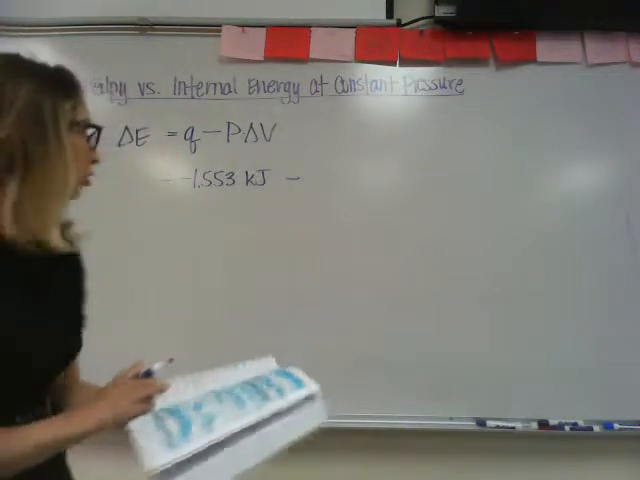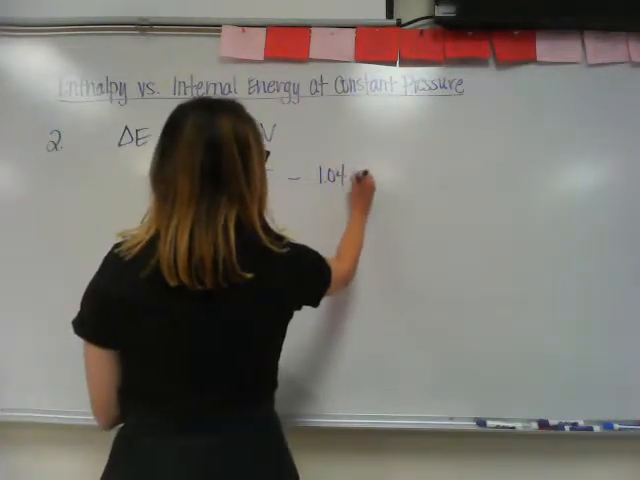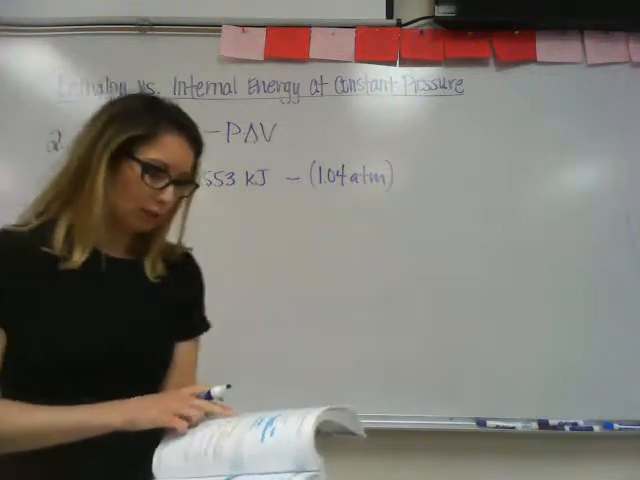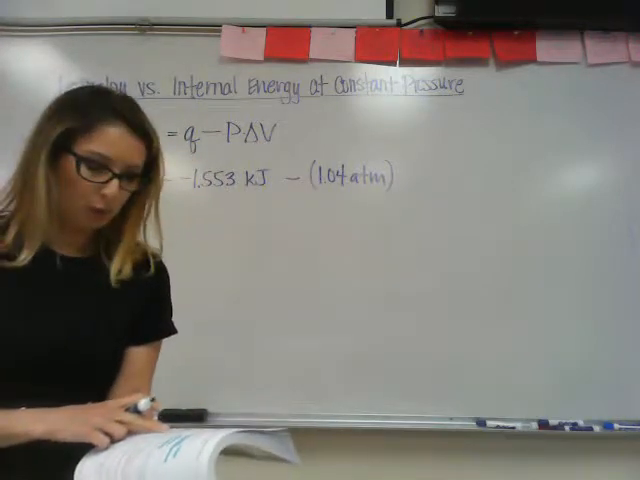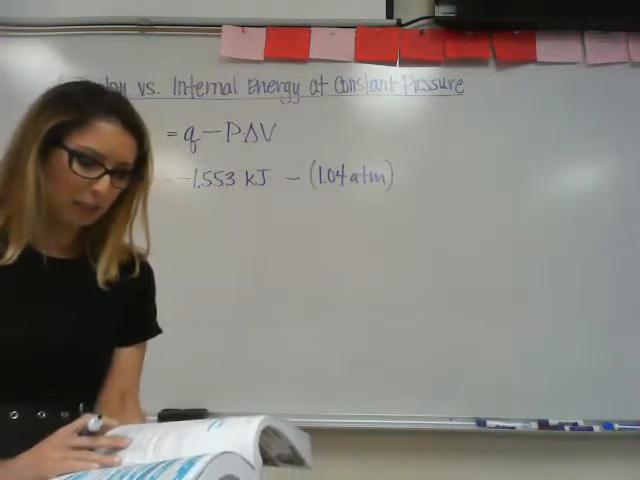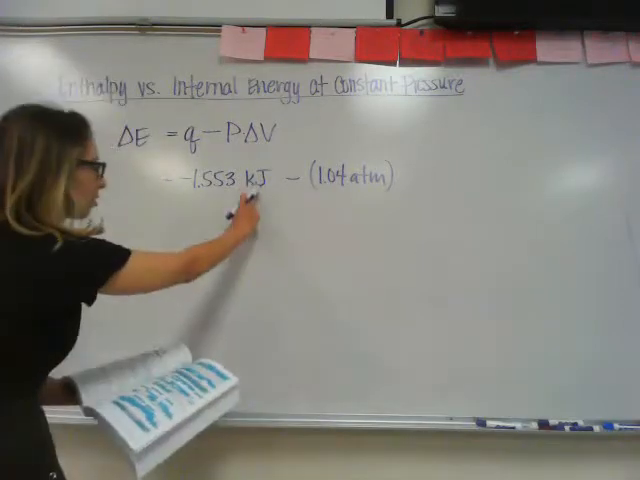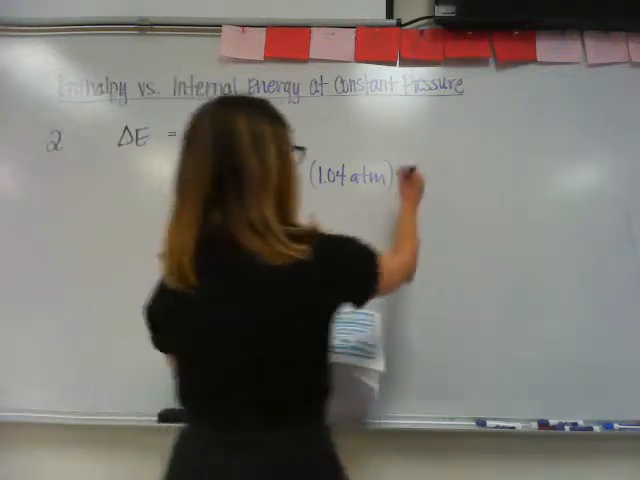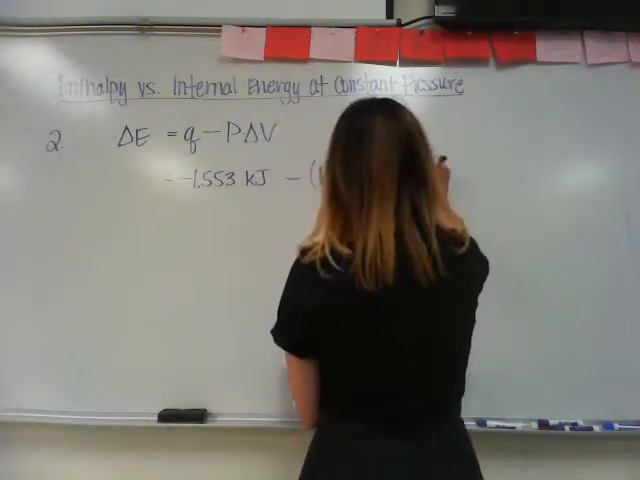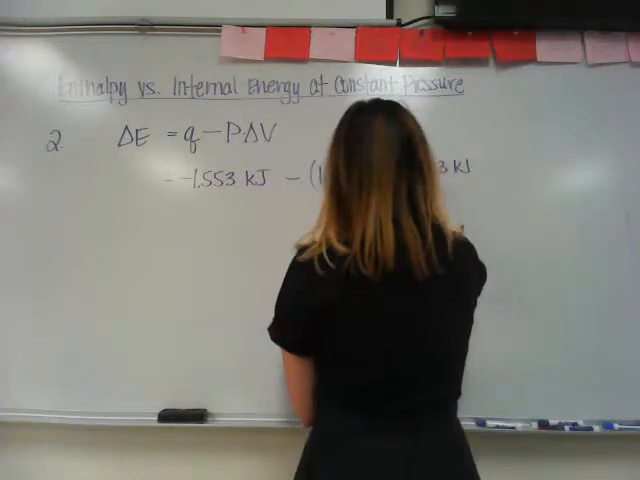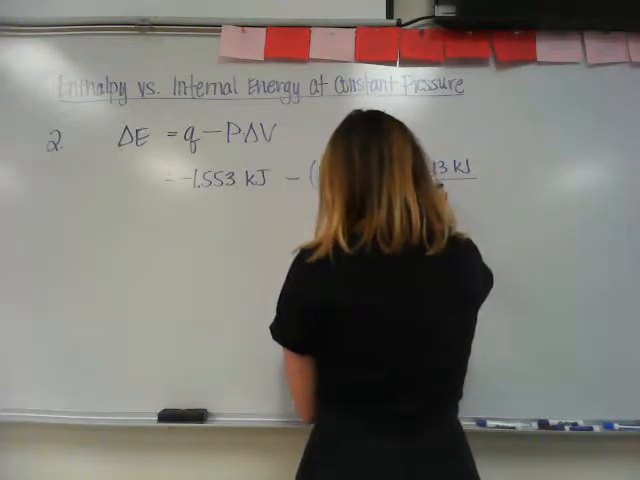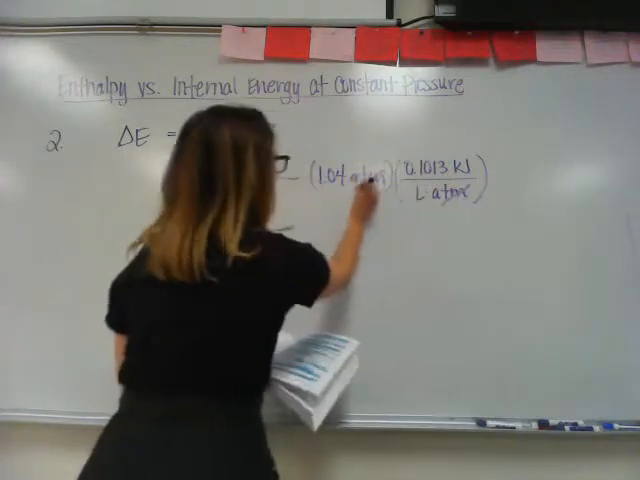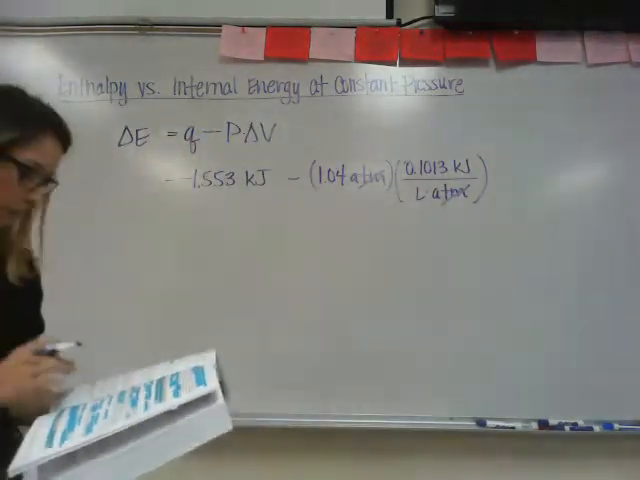And what we're going to have to do is use the conversion that they gave you, the 101.3 joules per liter times atm. But since this is in kilojoules, let's go ahead and convert that constant to kilojoules. So that's going to end up being 0.1013 kilojoules per liter times atm. So that can cancel like that, okay?